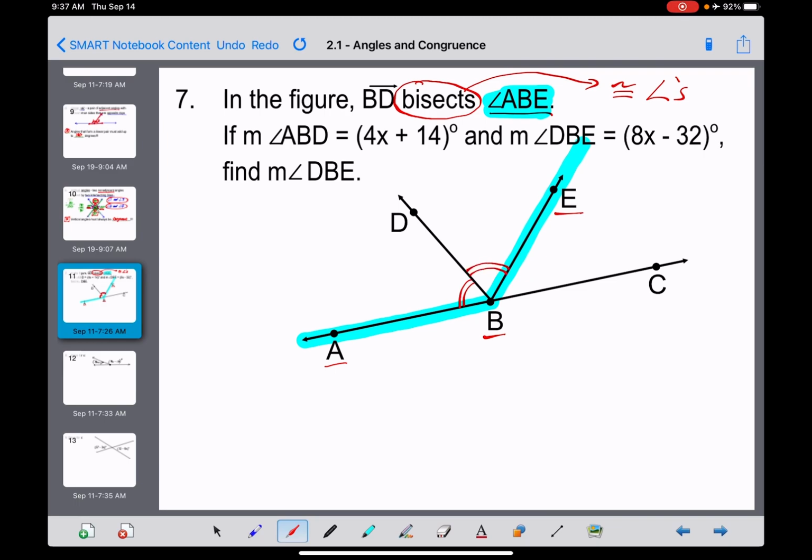Now, I don't know that I took much time or effort into drawing this diagram accurately. Whether or not those two angles look congruent doesn't really matter. The text tells us that they are. That's what a bisector means.